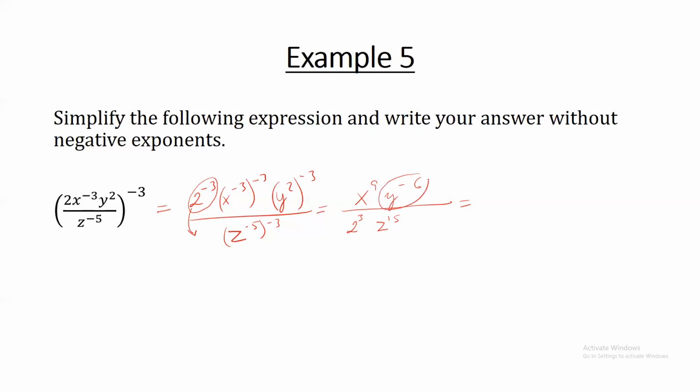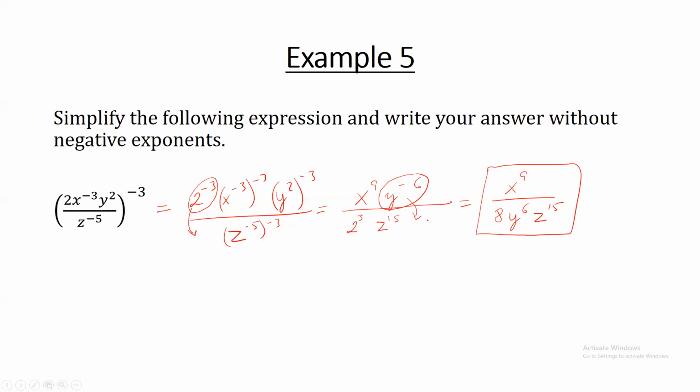The negative exponent has to go to the bottom and become positive. And also, we shouldn't leave 2 to the third. We should really say what it is. So x to the 9th over 2 to the third, that's 2 times 2 times 2 is 8. Y to the power of 6. Z to the power of 15. And that's the answer to this question. There's nothing more that we could simplify.